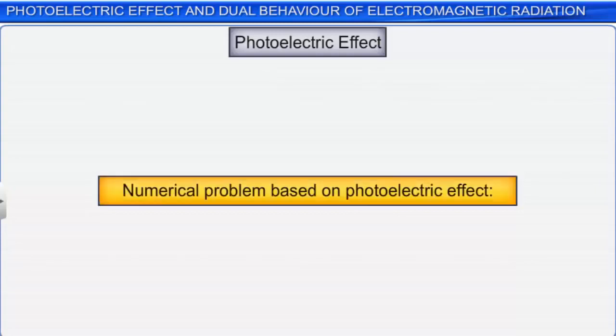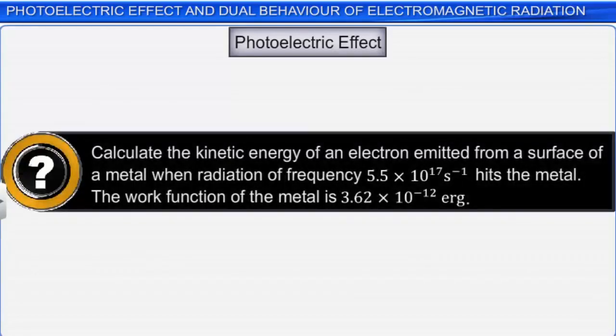Now let us solve a numerical problem based on photoelectric effect. Calculate the kinetic energy of an electron emitted from a surface of a metal when radiation of frequency 5.5 multiplied by 10 raised to the power of 17 per second hits the metal. The work function of a metal is 3.62 multiplied by 10 raised to the power of minus 12 ergs.